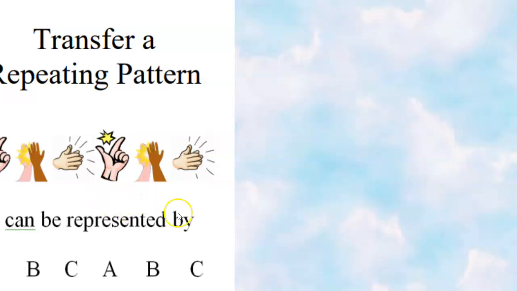Snap, high five, clap. That's a pattern. We're doing the same 3 things, snap, high five, clap, over and over and over again. But we can also represent this same pattern in a different way. We can represent this with letters if we wanted to. We can represent it with A, B, C. A, B, C. So we know that it's the same 3 things repeating over and over again.